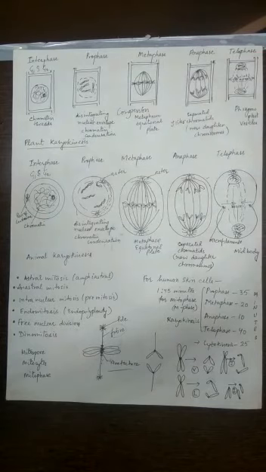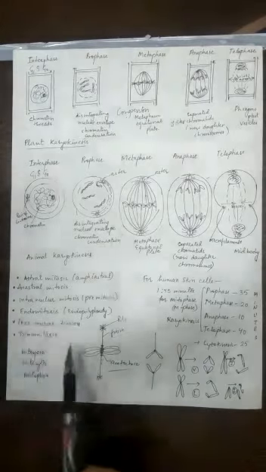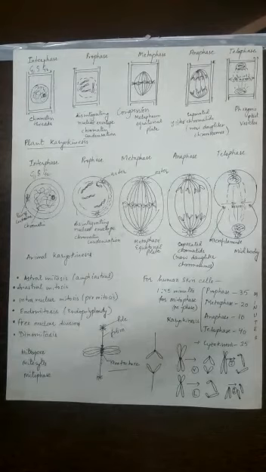And then what will happen? Spindle will develop inside the nuclear membrane, and such a type of mitosis is called intranuclear mitosis.